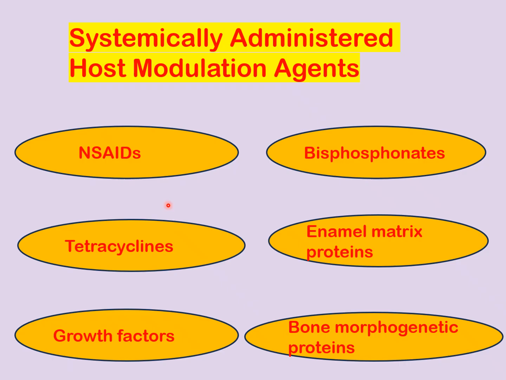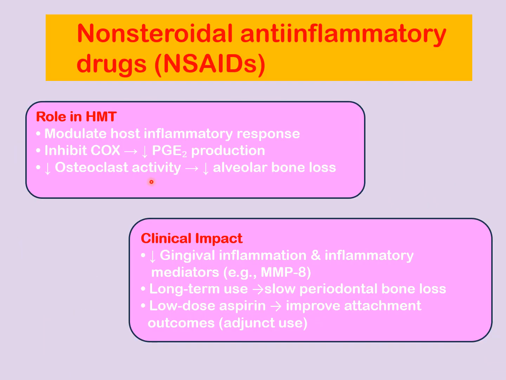A few systemically administered host modulation agents include NSAIDs, bisphosphonates, tetracyclines, enamel matrix proteins, growth factors, and bone morphogenetic proteins. NSAIDs basically modulate the host inflammatory response by inhibiting the COX pathway and by reducing prostaglandin production. This leads to a reduction in alveolar bone loss. Also, clinically, it has been found that they reduce gingival inflammation and inflammatory mediators, mainly MMP8, and their long-term use is often seen with slowed periodontal bone loss.